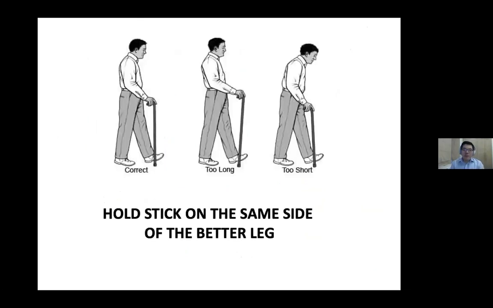Okay, so how to hold the walking stick? Now, it's interesting. For a hip fracture, the idea actually is to hold the walking stick away from the affected leg, and it's a bit non-intuitive, but that actually helps to reduce pain more than holding the walking stick on the affected side.